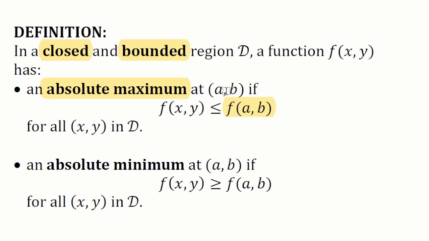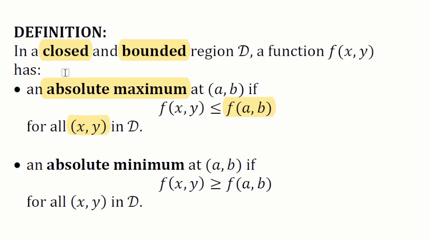So if we found that at (a, b) we have an absolute maximum, meaning for all other points (x, y) in this closed and bounded domain, the function value there has to be smaller than or at most equal to the function value at (a, b). And that's the definition for absolute maximum.